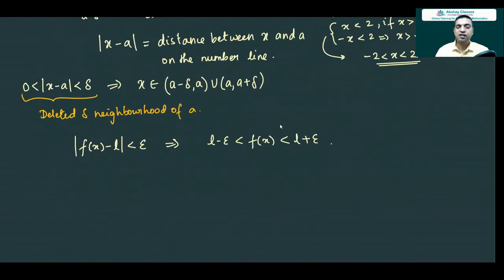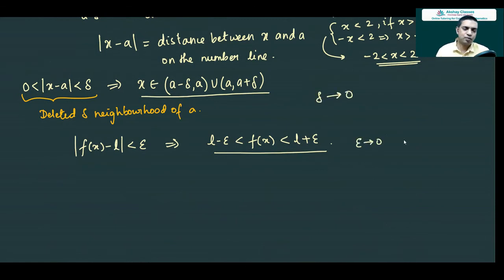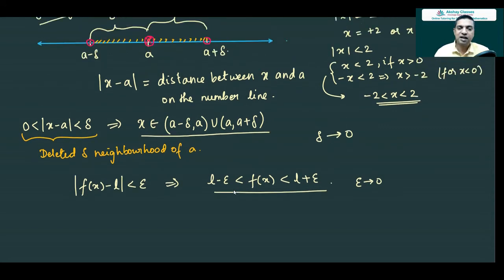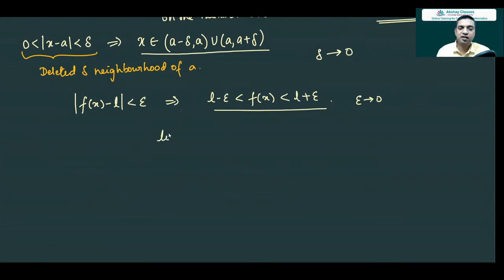So if x lies in the deleted neighborhood of A, the function will lie in the neighborhood of L, where delta is approaching 0 and epsilon is approaching 0, very, very small. As delta approaches 0, epsilon should also approach 0. That's the idea. If this happens, then we say that the limit as x tends to A of f of x is equal to L.